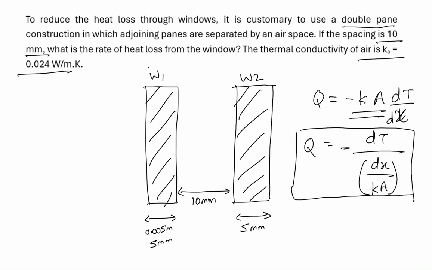If we consider this in electrical analogy, the current I equals voltage difference V divided by resistance R. So in the heat transfer case, Q is the current, dT is the voltage, the temperature difference driving this current, and this term dx by kA can be called the thermal resistance.